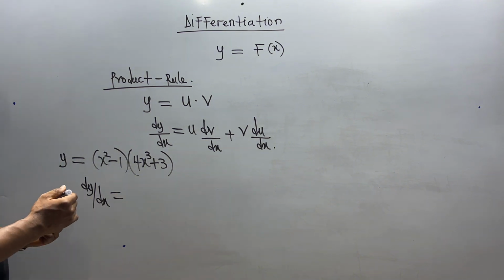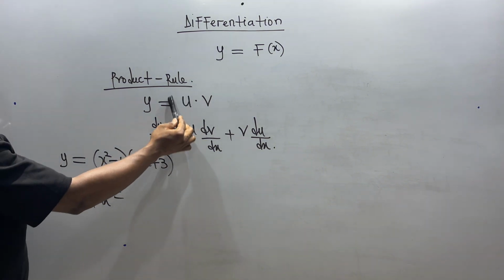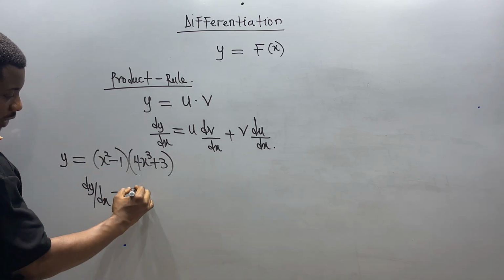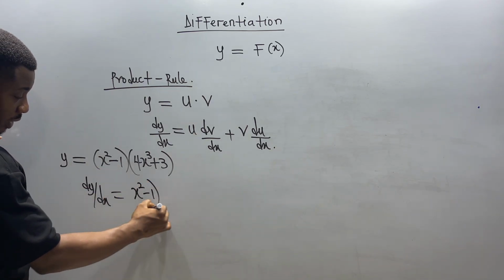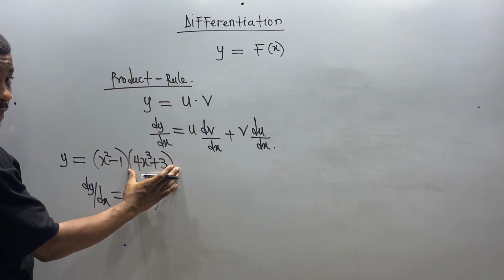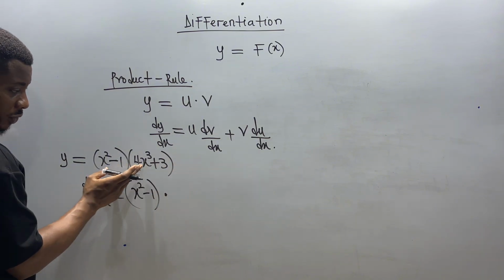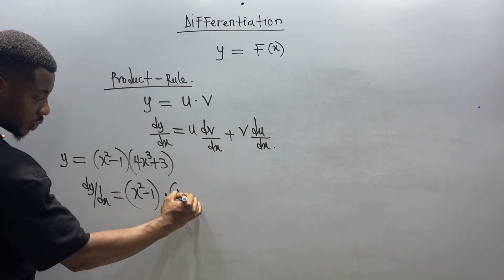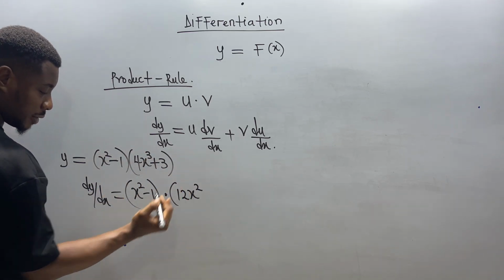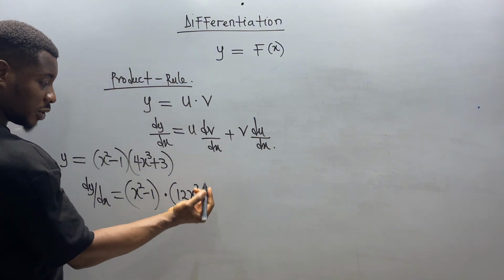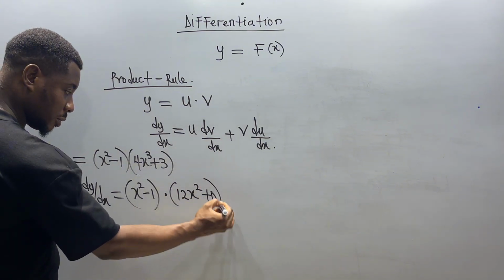Remember that we said we're keeping this first guy here. So we're keeping this guy. When I keep this guy, I'm going to have x squared minus 1, then multiplied by the derivative of the other guy. If we differentiate 4x cubed, we'll have 12x squared. If we differentiate 3, from what I explained, you get 0. So we have plus 0, close the bracket.